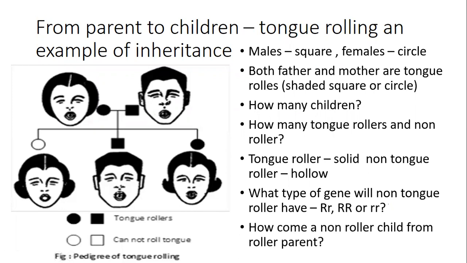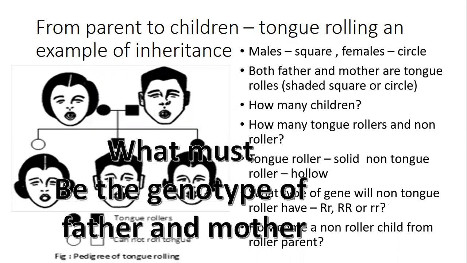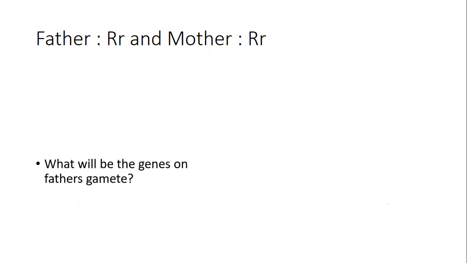So how come a non-roller child from roller parents? To see this, what must be the genotype of the father and mother? Genotype is the genetic makeup. Let's check. Father is heterozygous dominant and mother is also heterozygous dominant. These are the genotypes of father and mother.